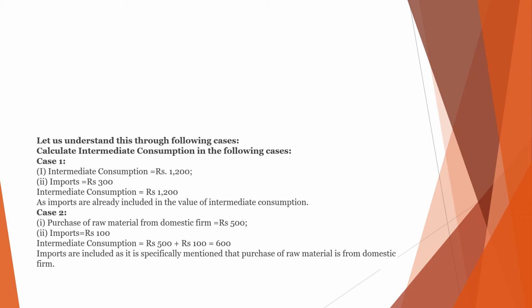Let us understand this through the following cases. Case 1. Suppose intermediate consumption is 1200, imports 300, then take intermediate consumption as 1200. But if the question gives purchase of raw material from domestic firm, it means domestic purchase 500 plus imports 100, then you will get intermediate consumption 600. Imports are included when it is specifically mentioned domestic purchase of raw material. It means if the word domestic is used, then only imports will be added.